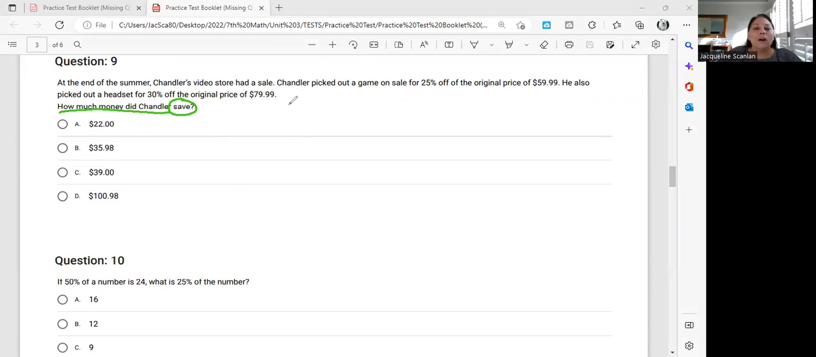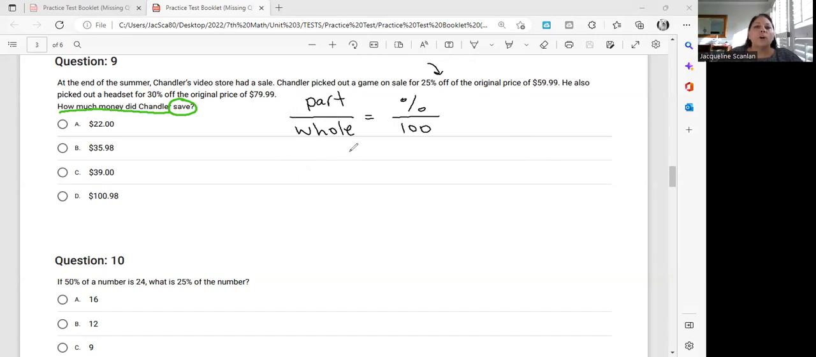I taught you to find percents of numbers. The easiest way, or one of the ways to do it, is to take part over whole equals percent out of 100. Okay, so I'm going to show it to you this way for the 25% off of the original price. And then I'll show it to you a different way for the 30% off of the other headset. And so you'll have 2 different options on how you want to do the math.